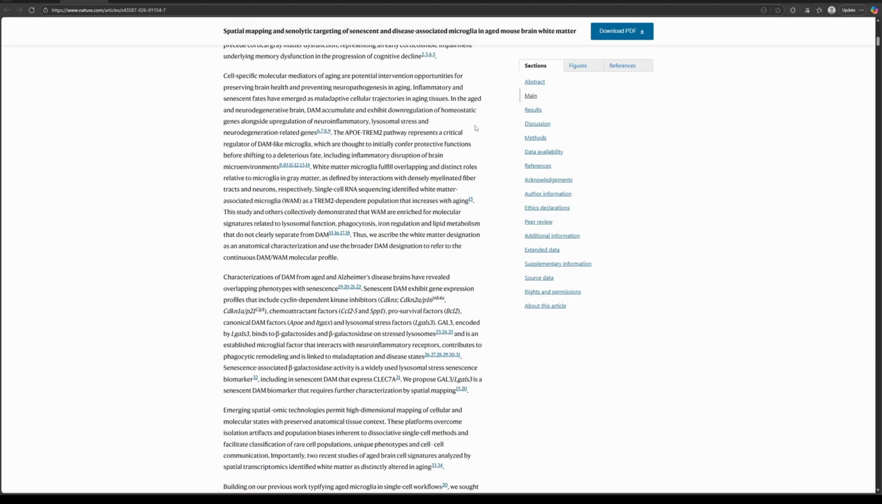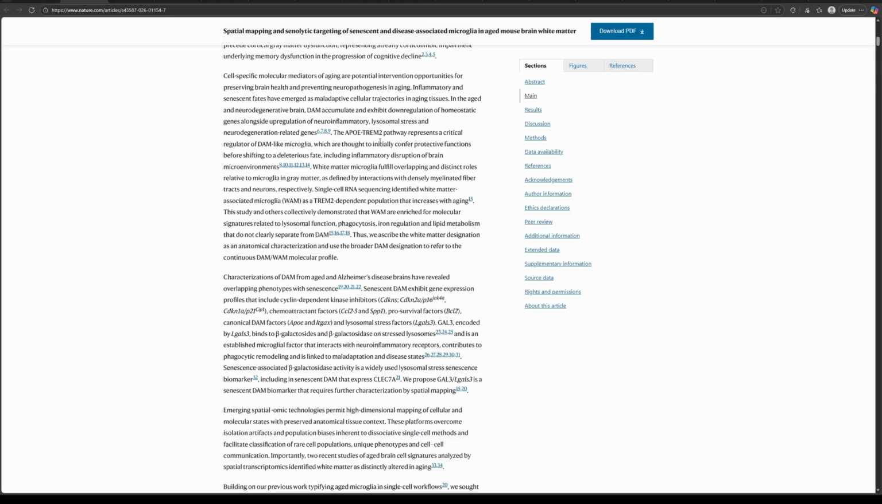So it downregulates these genes that cause homeostasis alongside upregulation of neuroinflammatory, lysosomal stress, and neurodegeneration related genes. So it causes genes to be more active and more used that cause inflammation, stress, neurodegeneration, that sort of thing.